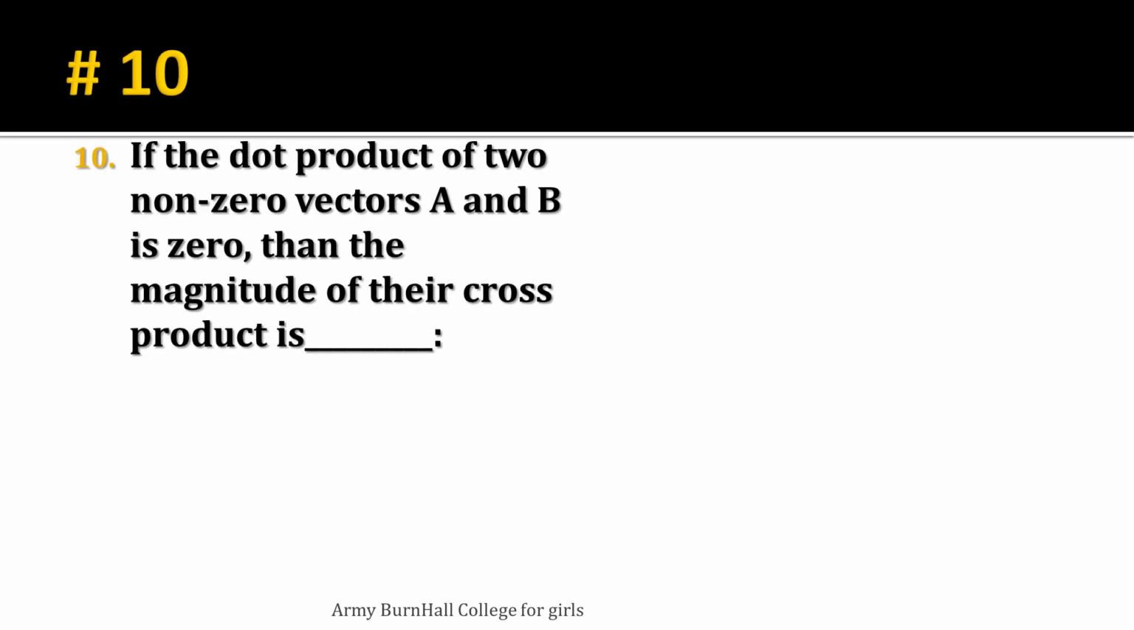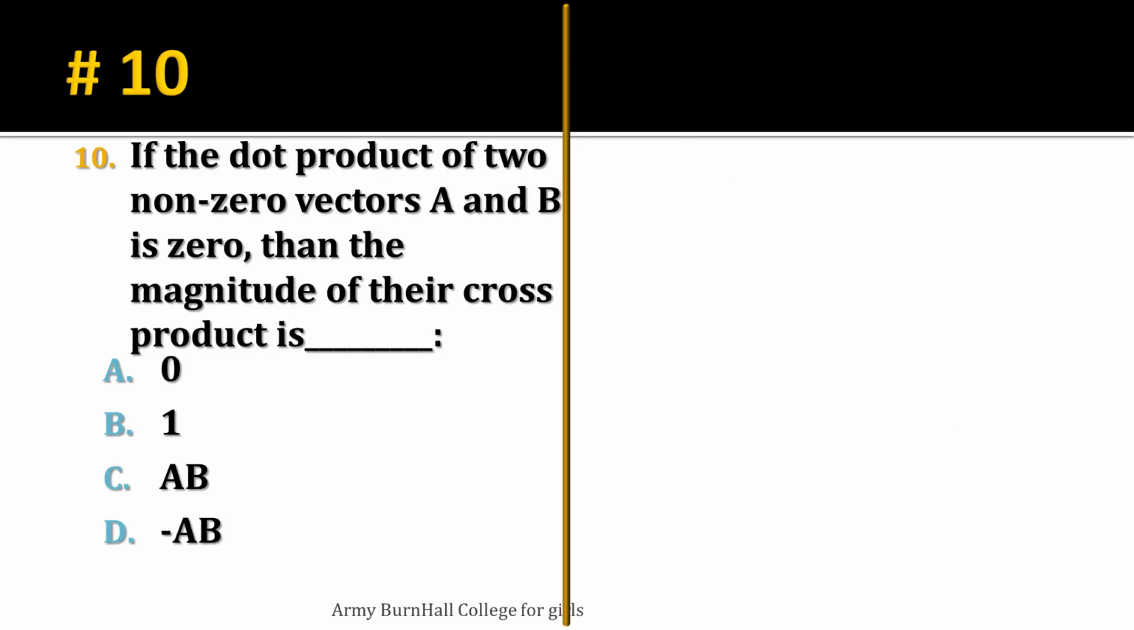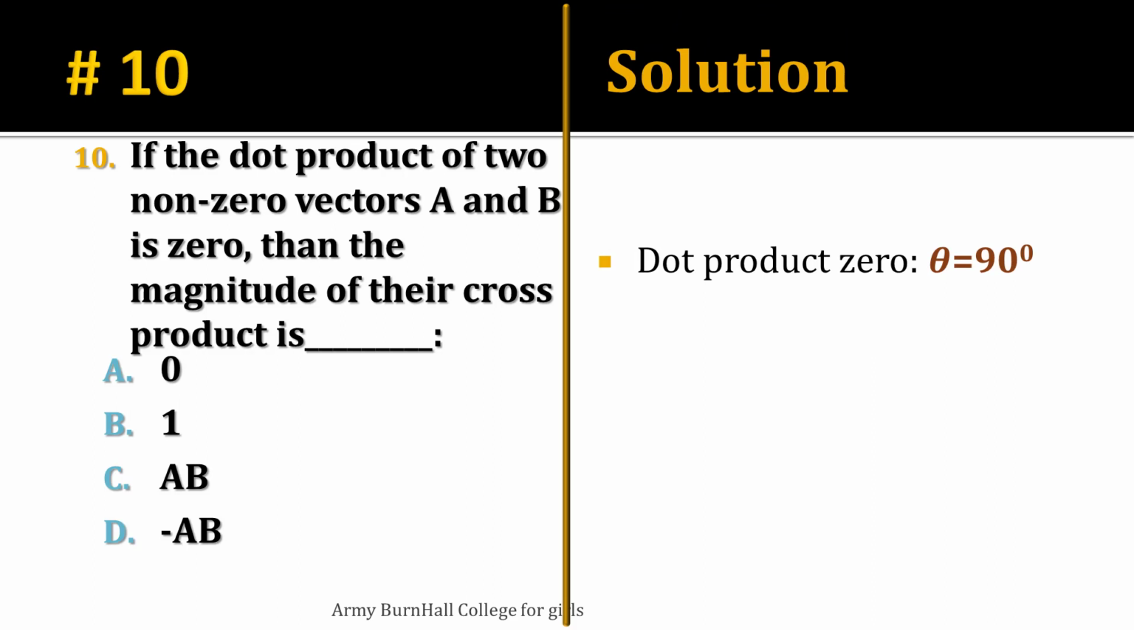Number 10, if the dot product of two non-zero vectors A and B is 0, then the magnitude of their cross product is 0, 1, AB and minus AB. If the dot product of two non-zero vectors is 0, what does it mean? If dot product is 0, it means that theta is 90 degrees. Cos of 90 is 0. That's why the angle is 90 degrees.